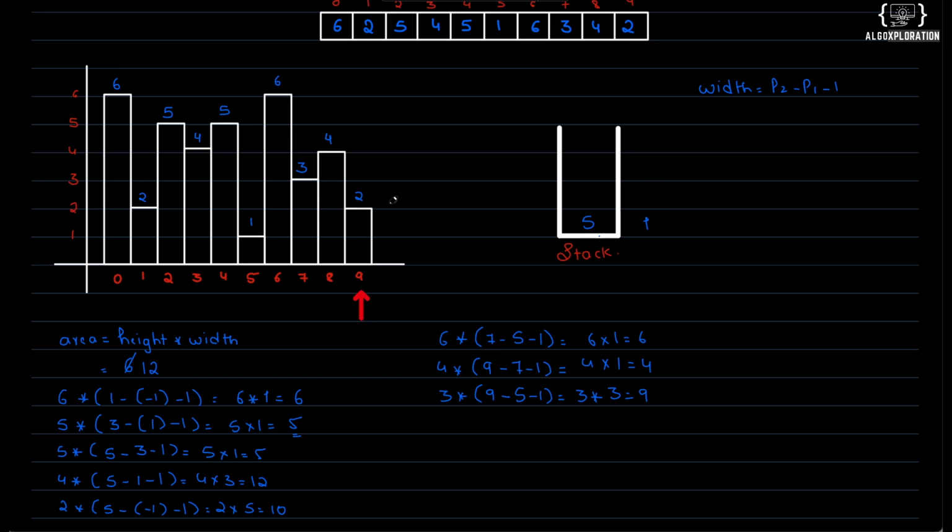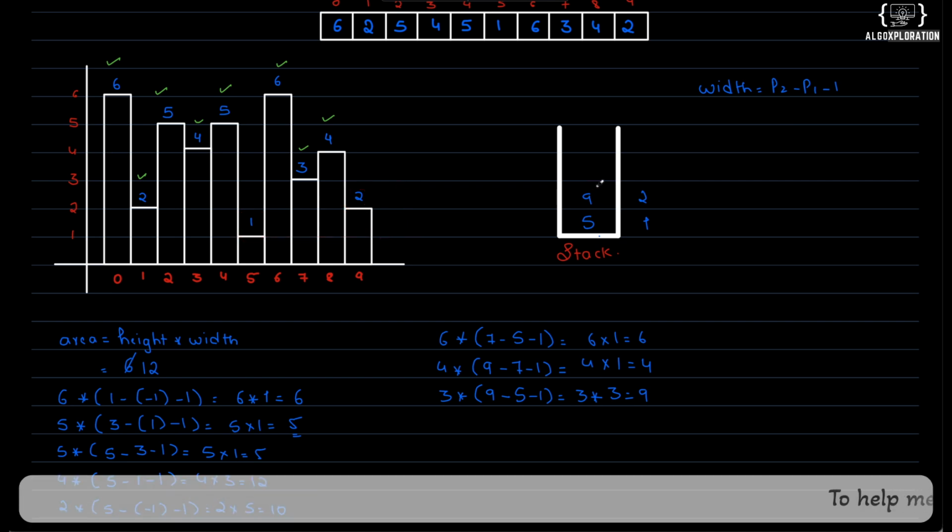Now after this, I need to push this index 9. Over here, the value is 2. Okay, and I'll move forward. Over here, I need to terminate that loop. Now see for which block I have calculated the value. For this, for this, for this, this, this, this. And for index 5 and index 9, I didn't calculate the area. Why? You can see that for these elements or for these blocks, there is no next smaller element present on the right hand side. Okay, hence these were not able to pop.